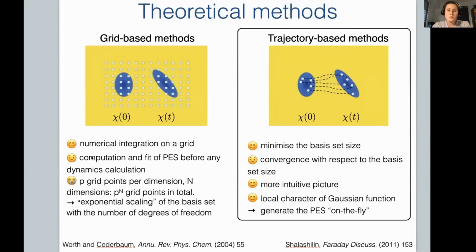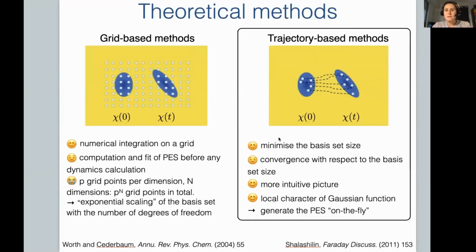And then you run into the problem of the exponential scaling of the basis set size with the number of degrees of freedom. So these approaches are usually limited to a small number of degrees of freedom and relatively small systems. An alternative to go to larger molecules is to use trajectory-based methods.